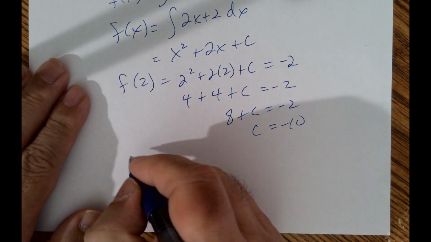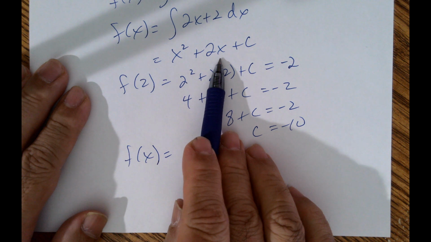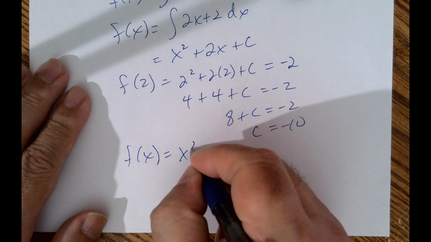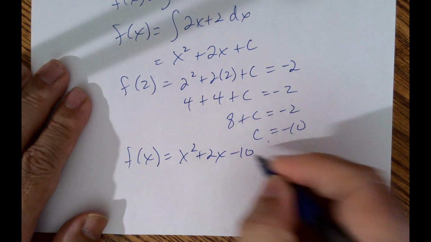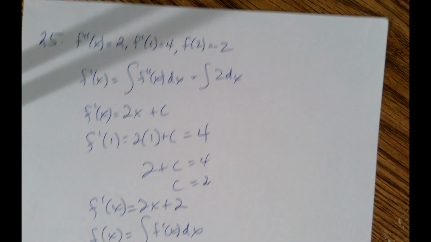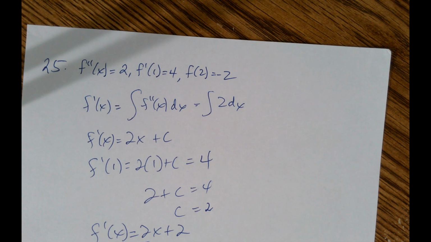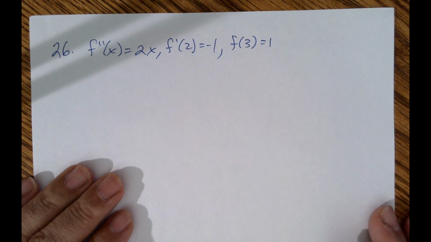So my final answer, f of x equals, remember it was x squared plus 2x plus c. X squared plus 2x. We just found c, so it's minus 10. And this is the answer to number 25. That's only a couple minutes. Let's go ahead and jump to number 26. That's the next problem on that sheet.